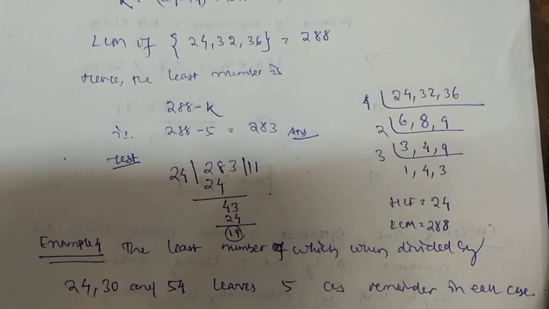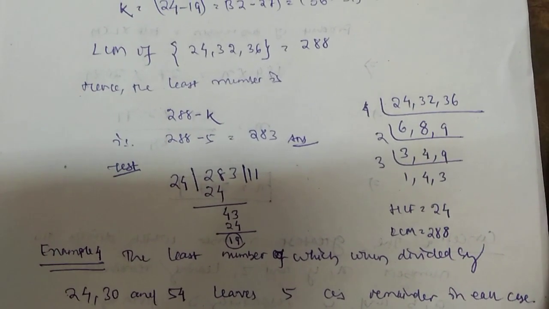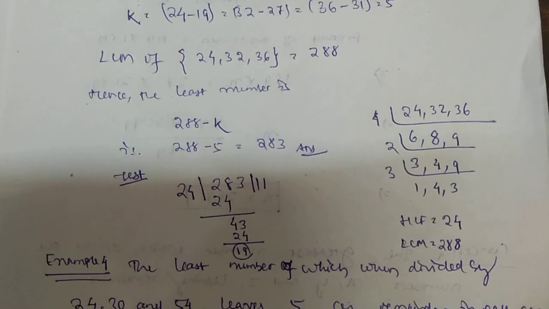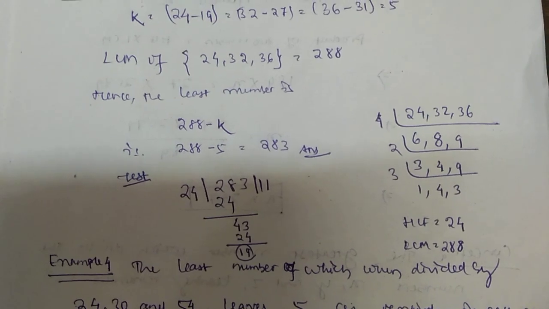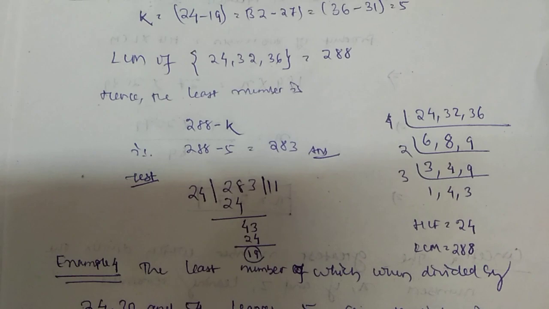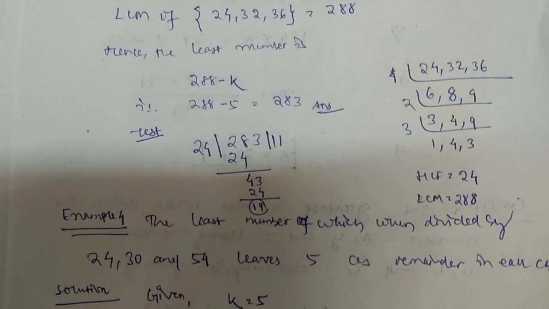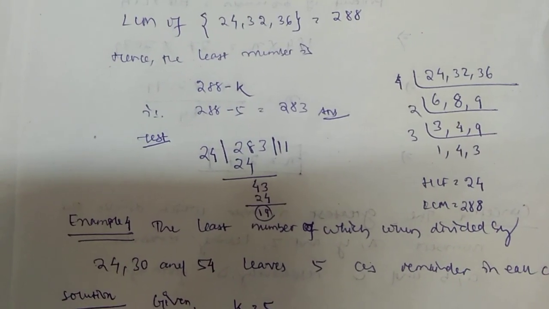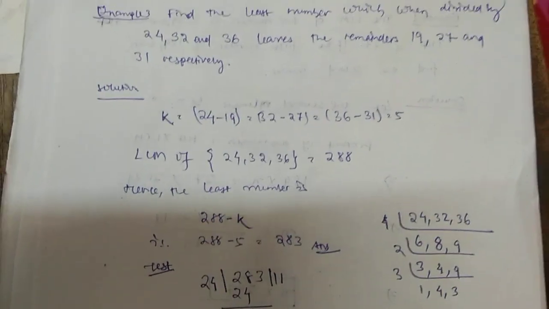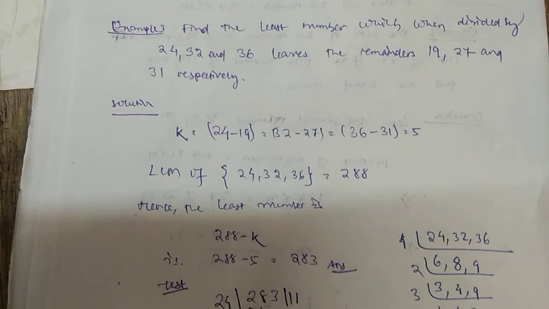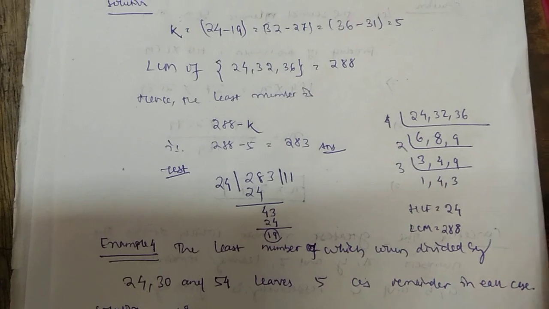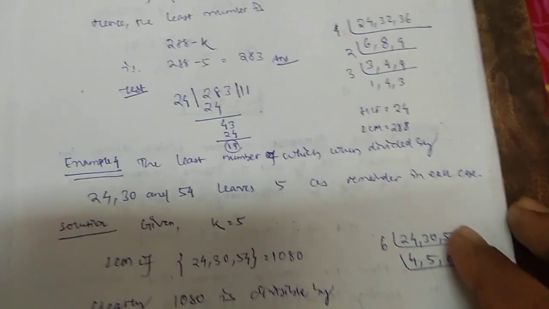Hence the least number is LCM minus k. LCM we get 288 and k equal to 5. 288 minus 5 equal to 283. On verifying this, we get to know that this is the correct answer. Verified in such a way that 283 divided by 24, we get remainder 19. Here we can see when we divide the number, we get 19 as remainder. So it is the correct answer.